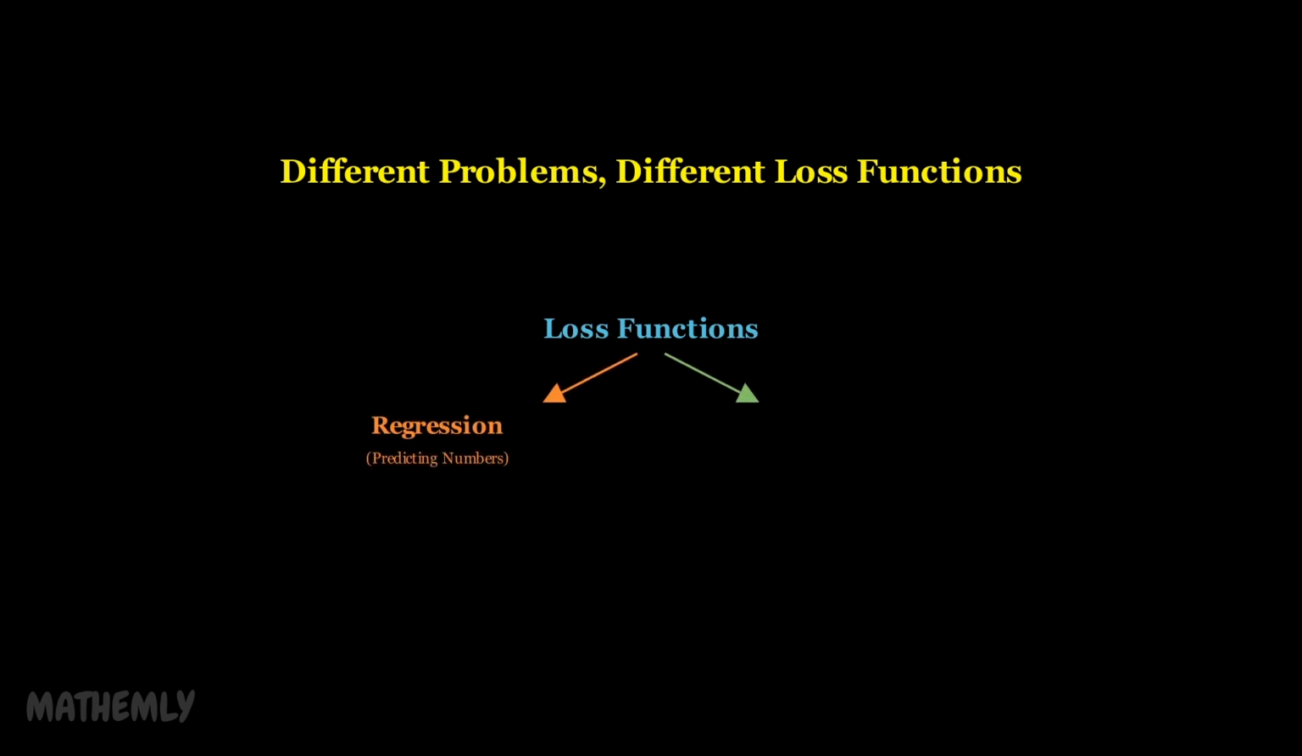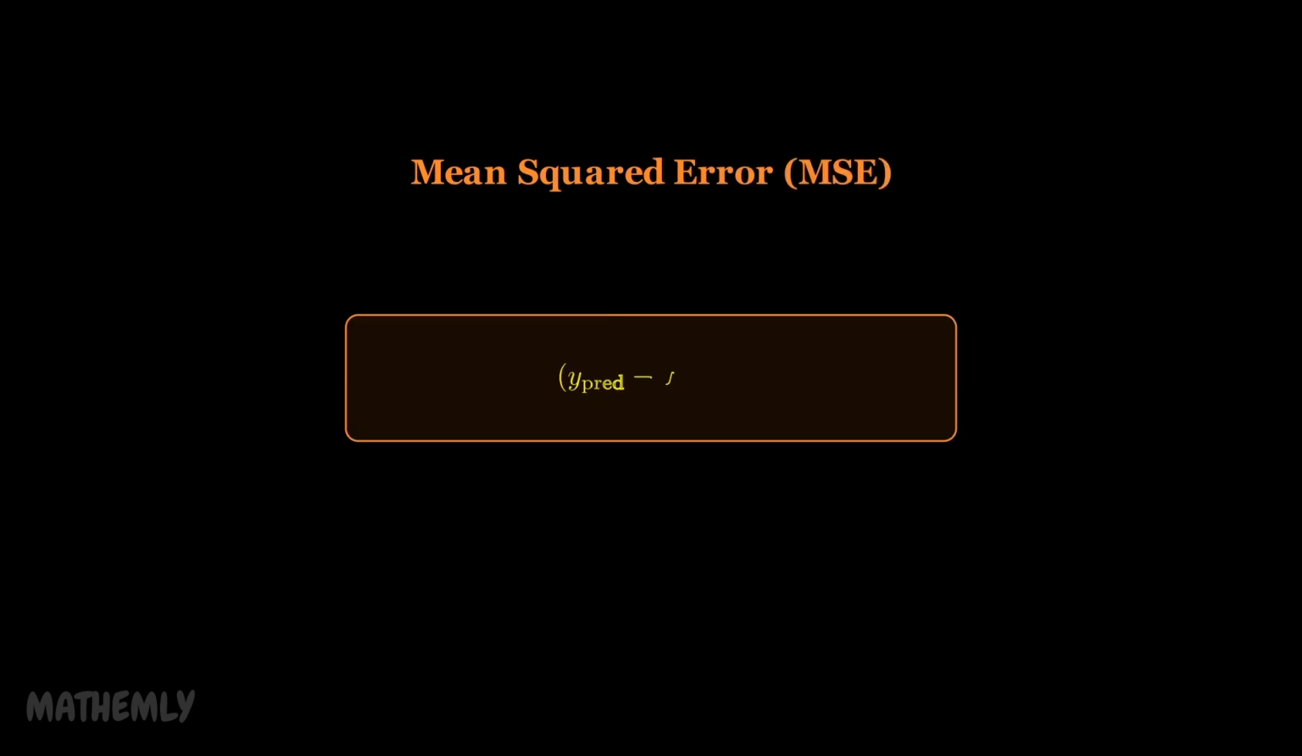So there isn't just one universal loss function. The type of problem you're solving determines which one to use. For regression problems, like our ongoing house price example, a common choice is the mean squared error or MSE. It works by taking the difference between the predicted and actual prices, squaring that difference, and then averaging across all the samples. Squaring the difference does two things.